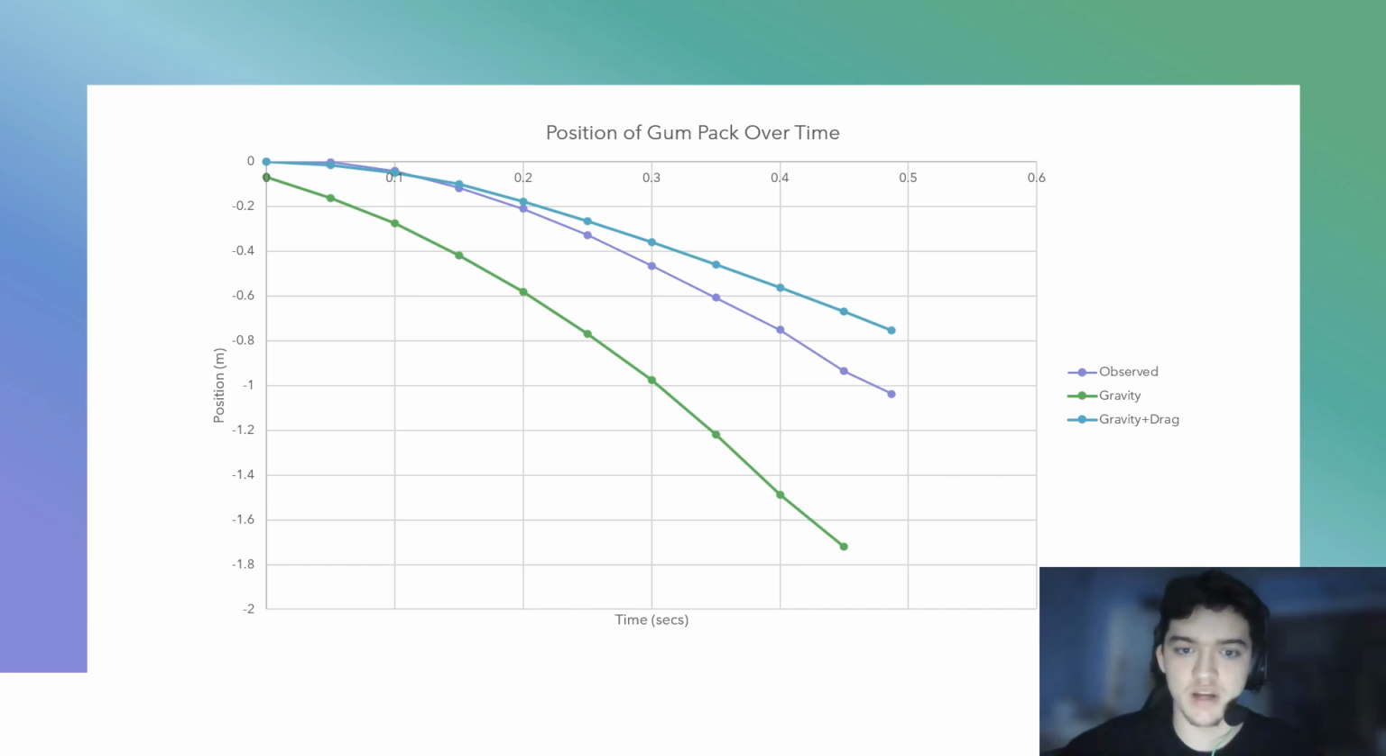Here's the position of the gum packet over time. The observed motion is plotted in purple, the gravity with drag motion is plotted in blue, and the gravity only motion is plotted in green. As you can see, this point where the observed motion stops is where the ground is.